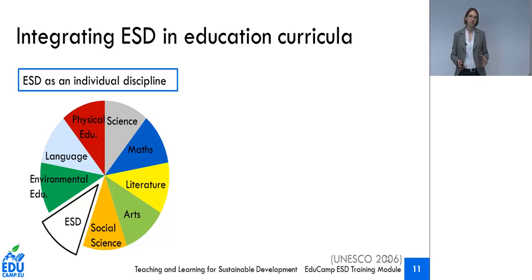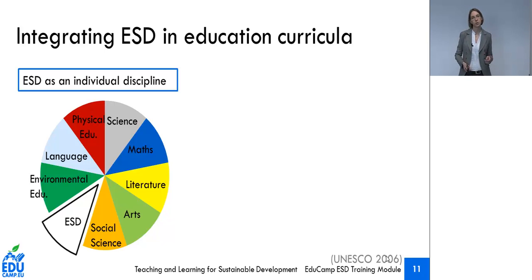So I now like to talk with you about how we can integrate education for sustainable development in the education curriculum. When we see it in a very broad sense, there are two options. We can see ESD as an individual discipline. Like you see here, we have all those disciplines that are being taught in school, for instance science, maths, literature, language, and we can add ESD as an individual discipline.